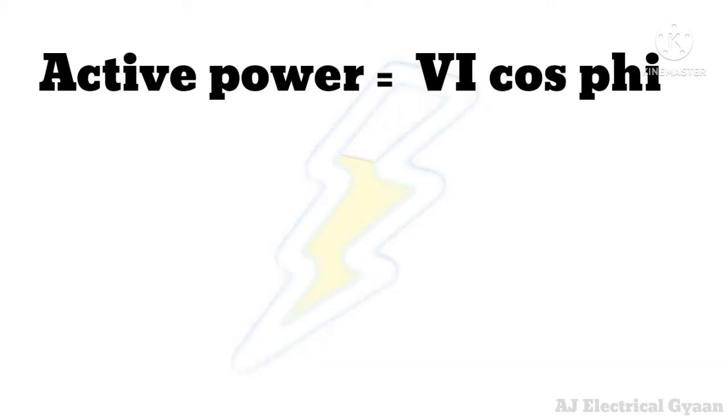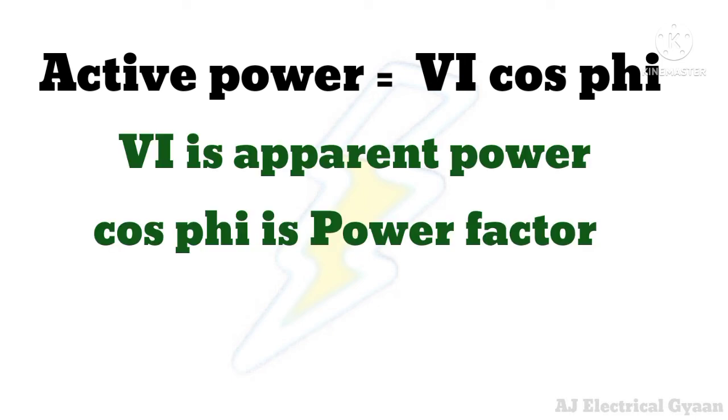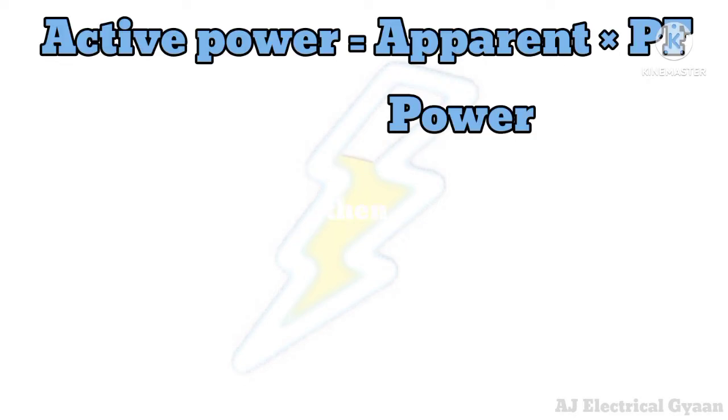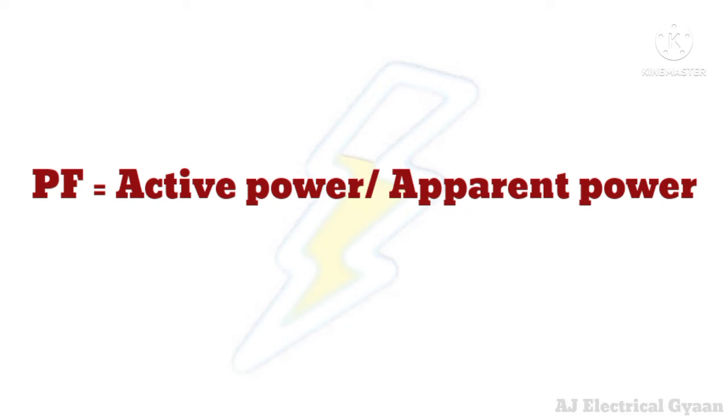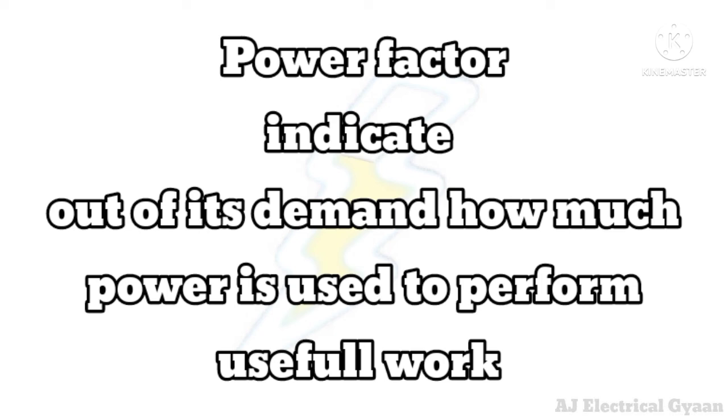Active power is given by VI cos phi, where VI is the apparent power and cos phi is the power factor. That's why active power is the product of apparent power and power factor. Therefore, we can say that power factor is the ratio of active power to apparent power. It means power factor is an indication of how much power is converted into useful work out of its demanded value of power.